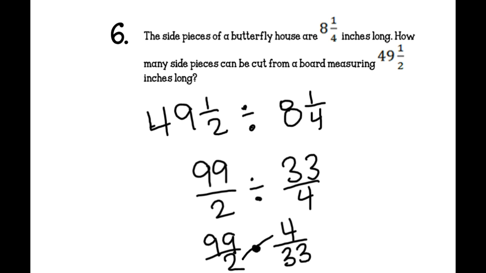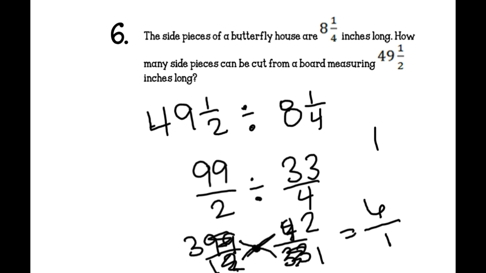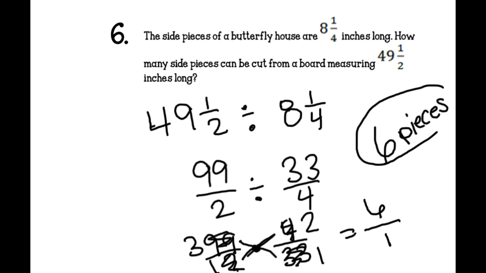And then I cross reduce. 2 can go into 4. It goes in 2 times. 33 goes into 99 3 times. So the 99 becomes a 3. And the 33 becomes a 1. Now this is a much simpler multiplication problem. 3 times 2 is 6. And 1 times 1 is 1, which I can really write as 6. And that would be 6 side pieces. So I'm going to label it because on a Chapter 4 test that we have coming up, if I didn't have a label, it would be -1 point.